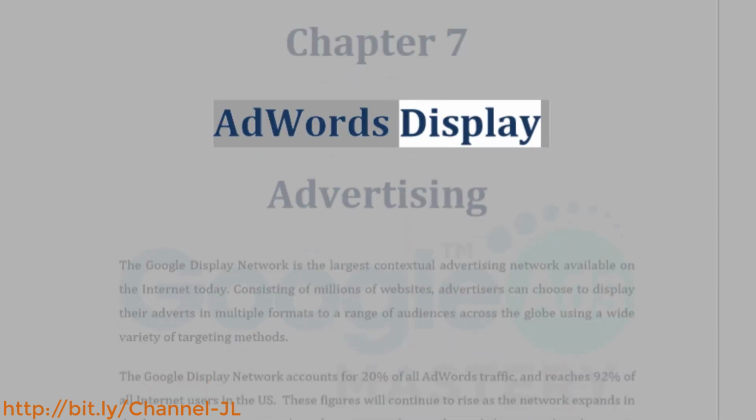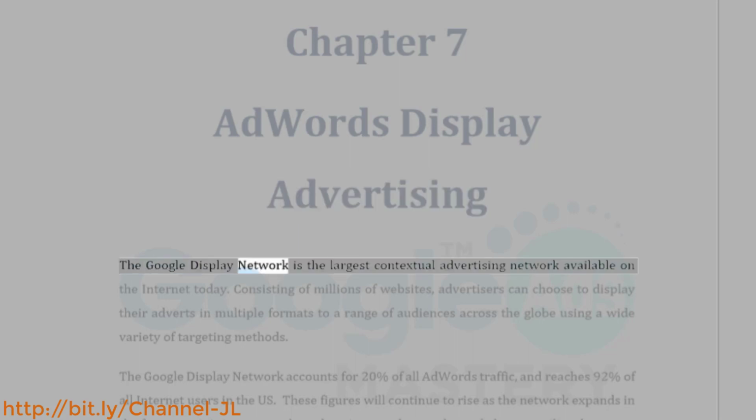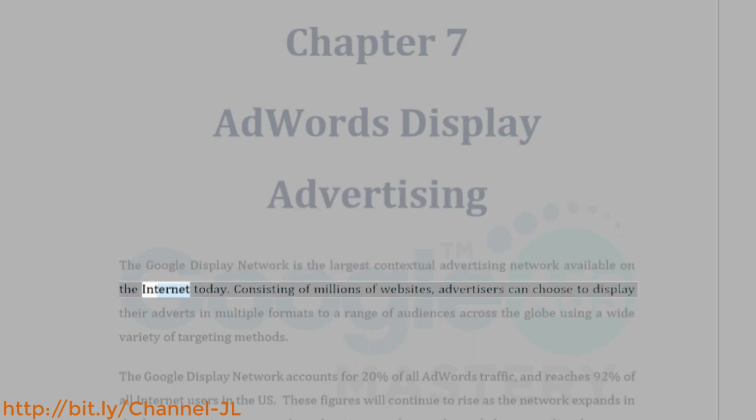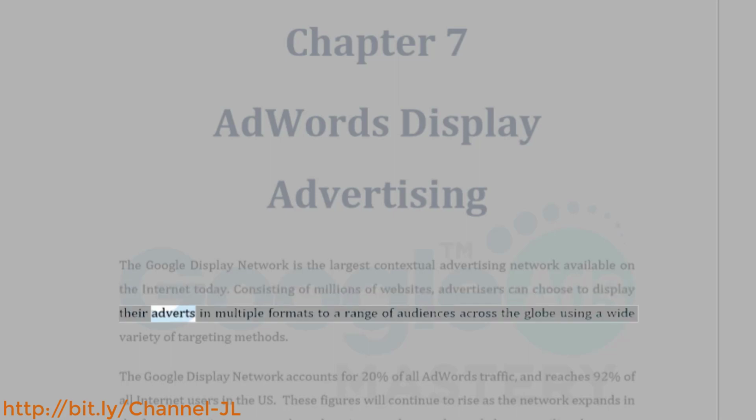Chapter 7: AdWords Display Advertising. The Google Display Network is the largest contextual advertising network available on the Internet today. Consisting of millions of websites, advertisers can choose to display their adverts in multiple formats to a range of audiences across the globe using a wide variety of targeting methods.